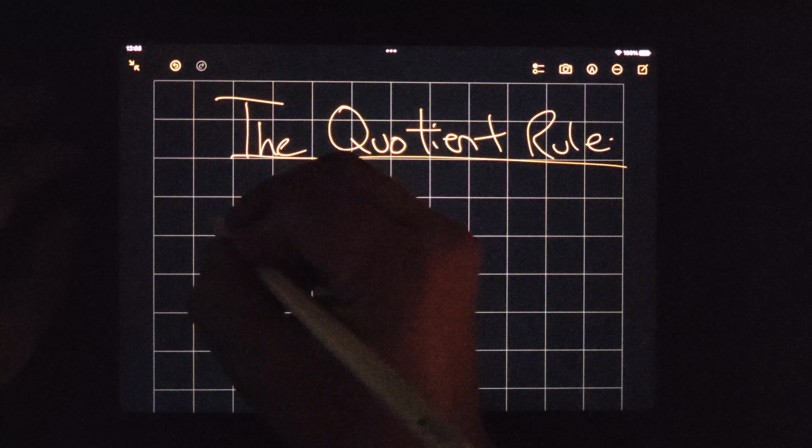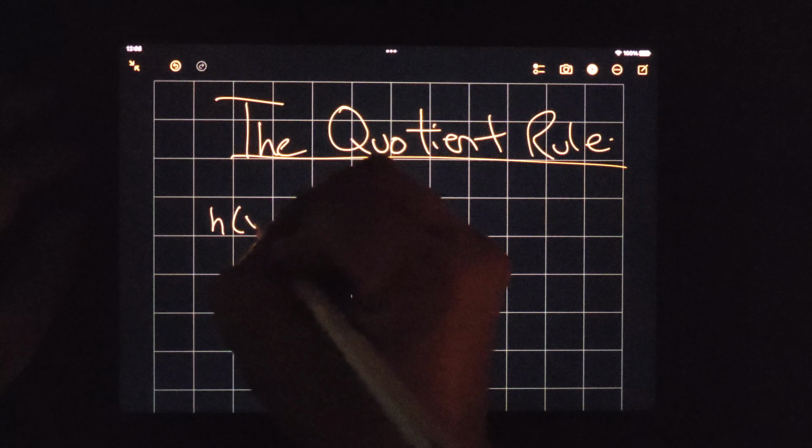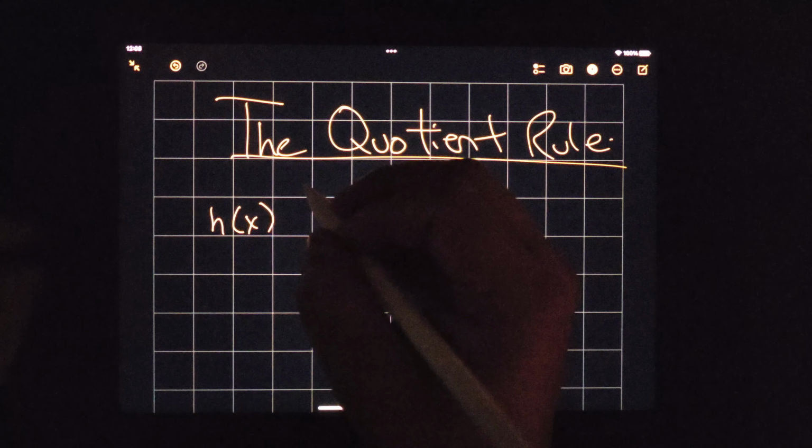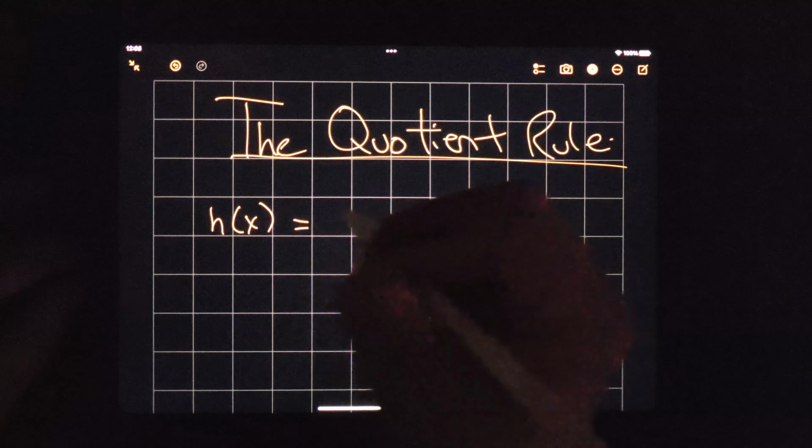So in this video we're going to be tackling the quotient rule. Just to write out the quotient rule, we're going to have h of x is equal to f of x over g of x. So if we have h of x equal to that, our h prime of x will be equal to, and this one's going to be a long one.